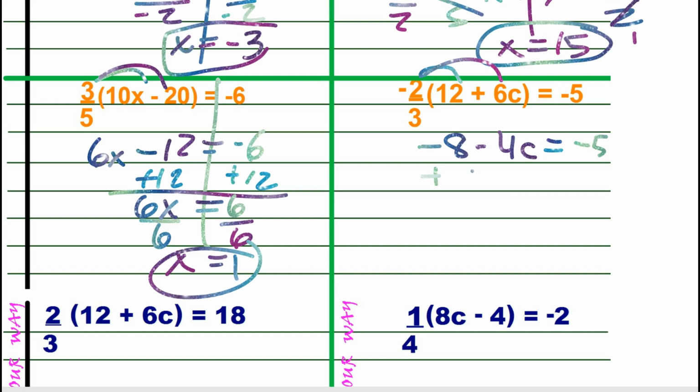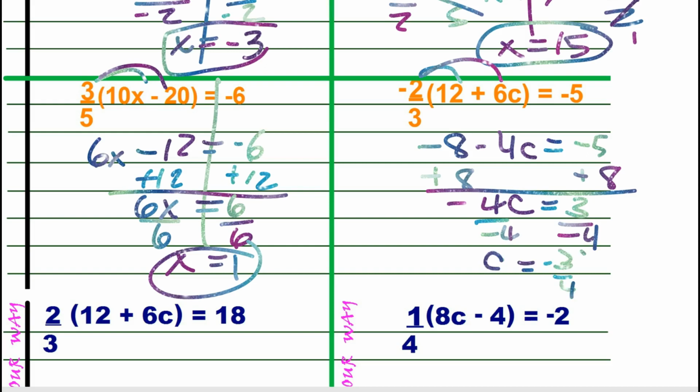And now we can add 8. Add 8. We get negative 4c is equal to what? Well, that's 3. Divide by negative 4. Divide by negative 4. And we get c. Oh my gosh, we got a fraction. Is equal to 3/4.